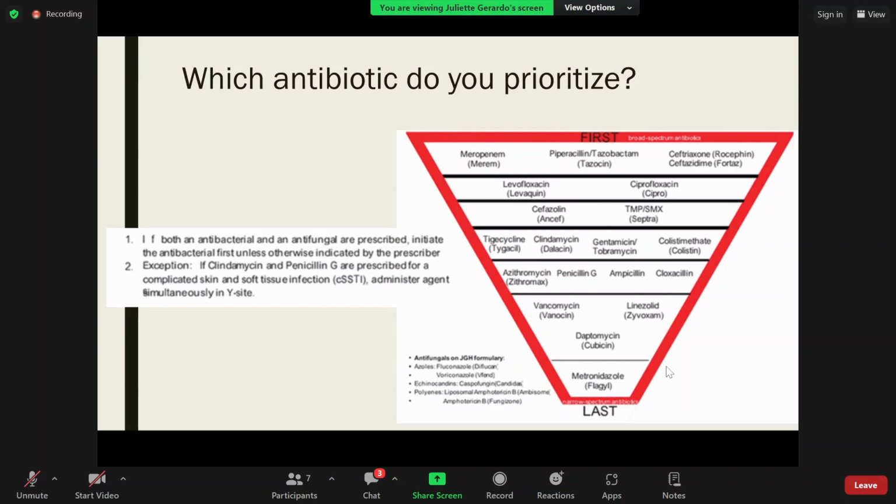There is an exception to this rule over on the side here. It says if clindamycin and penicillin are prescribed simultaneously, if that is what has been discussed for what your resistance pattern is at your hospital, run them simultaneously through a central line or through a Y tubing so that the patient gets both of those faster. But there's actually not really a priority in regards to necrotizing soft skin tissue infections. So we'll see if this one goes.